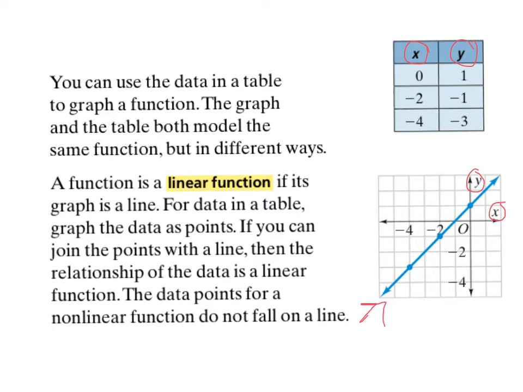The data points for a nonlinear function do not fall on a line. So if it either doesn't make a straight line, or if it's curved, or if you can hit some of the points but not all of the points, it is not a linear function. It is only a linear function if every single point falls on a straight line.